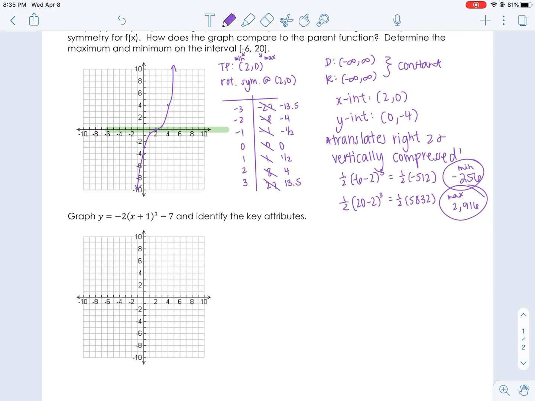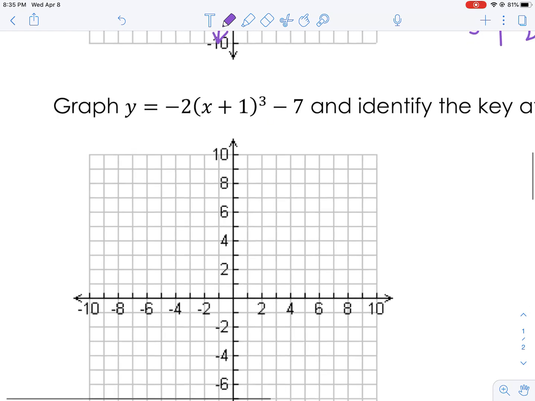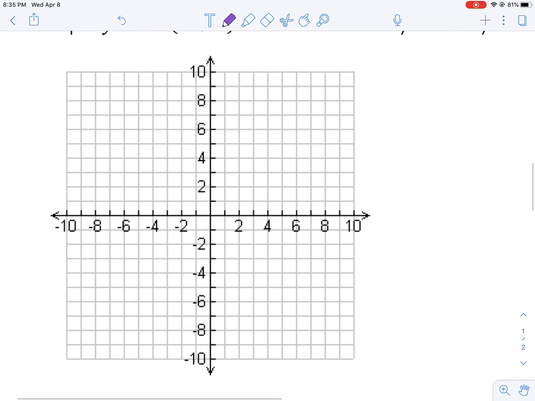And in case you're still confused, I'm just going to do one more. So here we go. Graph this one right here. The +1 on the inside tells me that it's going to go left 1. So I know it's going to translate left 1, and then this -7 on the outside is down 7. So there's my turning point.